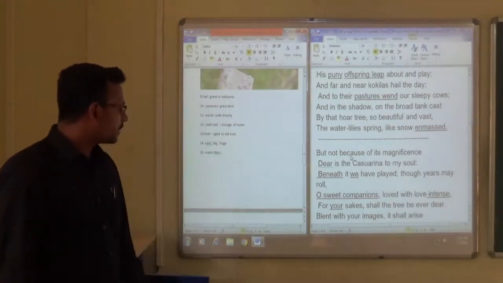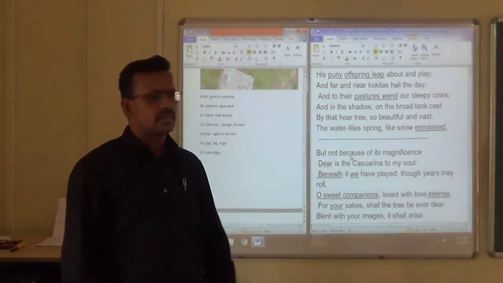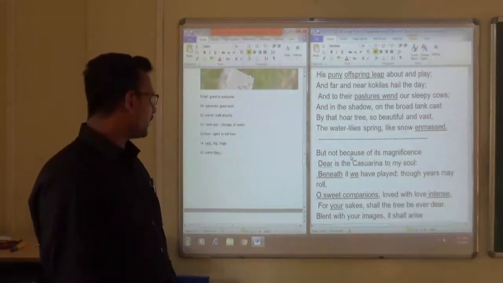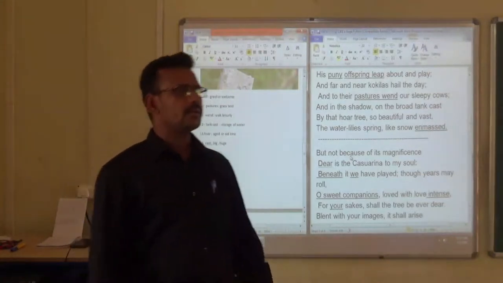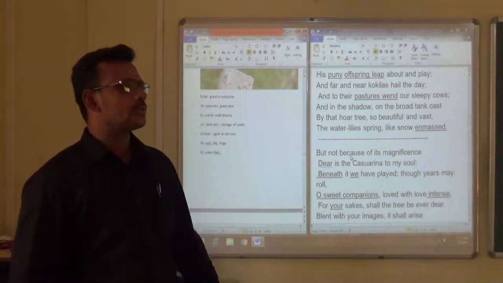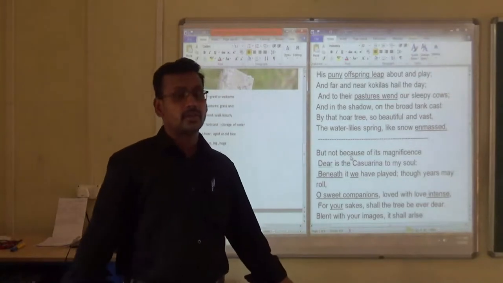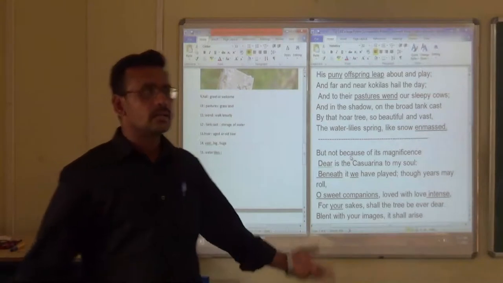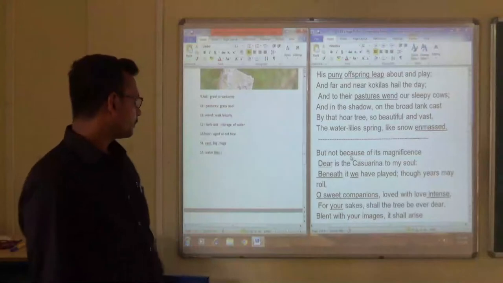For your sake shall the tree be ever dear. So here the poet says the reason for loving the Casuarina tree. What's the reason? For your sake. "Your" here means our brother and sister. Because they loved the Casuarina tree, she also loved the Casuarina tree. Shall the tree be ever dear? She loved the Casuarina tree forever and ever. It's a limitless love for the Casuarina tree for Toru.